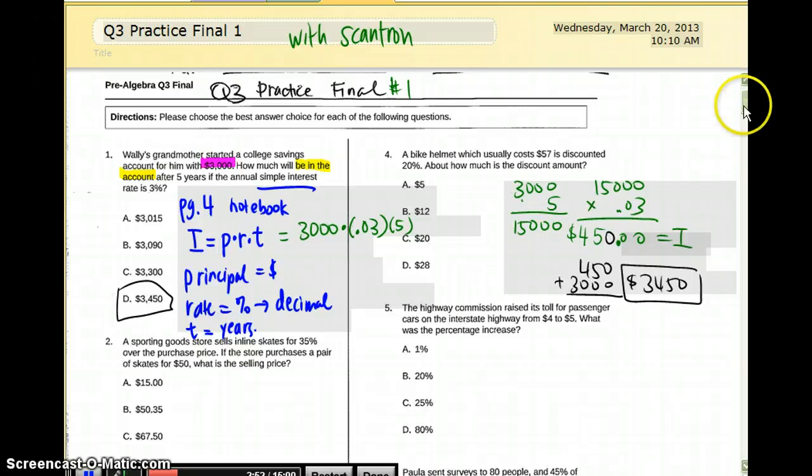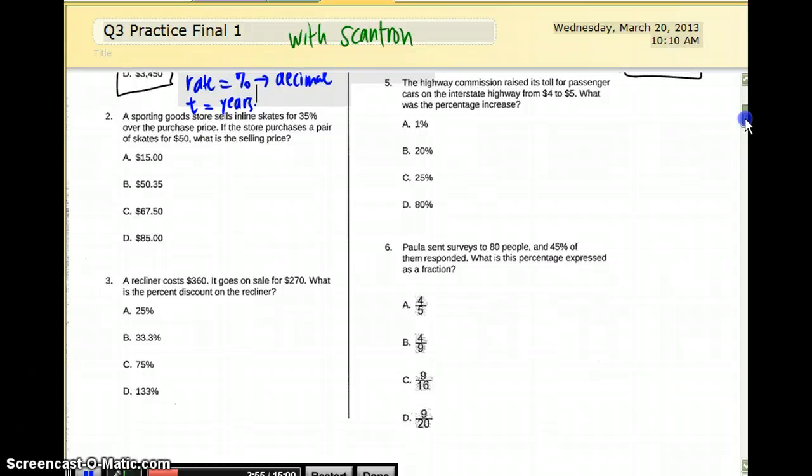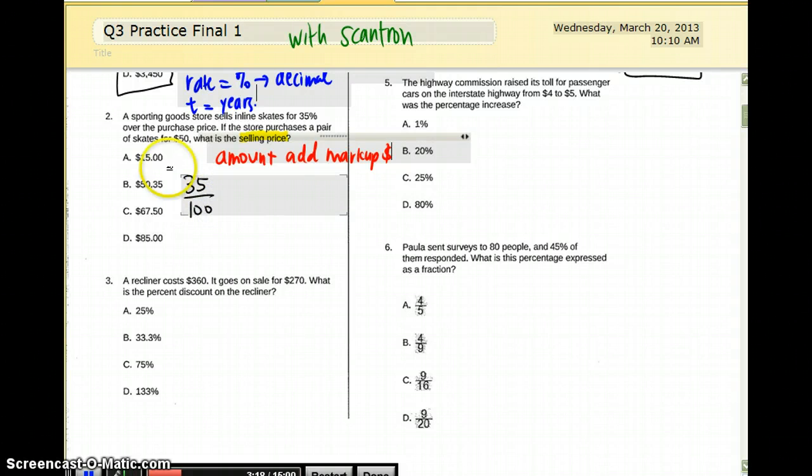Okay, number 2. We did review a little bit about a selling price today in class. The selling price is the amount that you add with the markup price. So first we'd have to find the markup price. To do that, there are several ways we can make a proportion. We could say that we want 35% out of 100. So remember that 35 represents the markup percentage, and this represents the whole percentage, which a percent is always out of 100. And that's going to be equal to X out of 50.